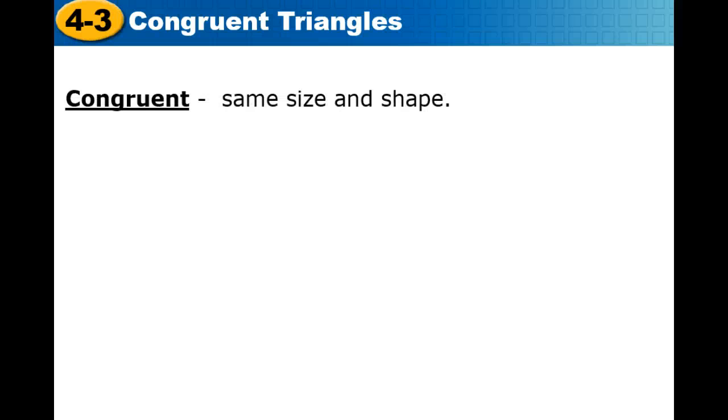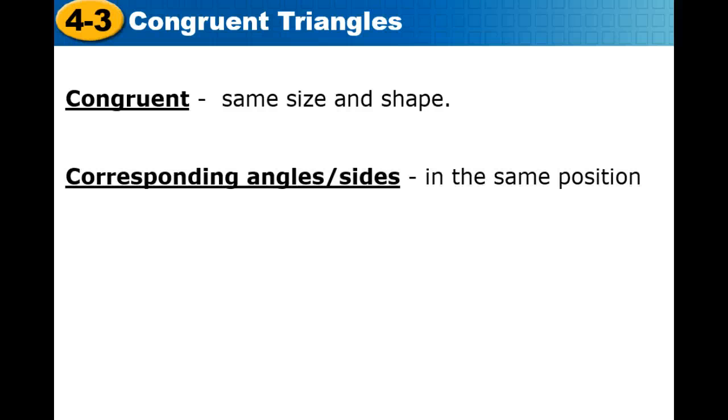The first definition I want you to write down is the word congruent. We remember from previous chapters that congruent means the same shape and size. Same shape and size. The next word I want you to write down defining is the corresponding angles and sides. This can be for a rectangle, a square, or a triangle. Any kind of polygon that's closed figure has corresponding angles and sides.